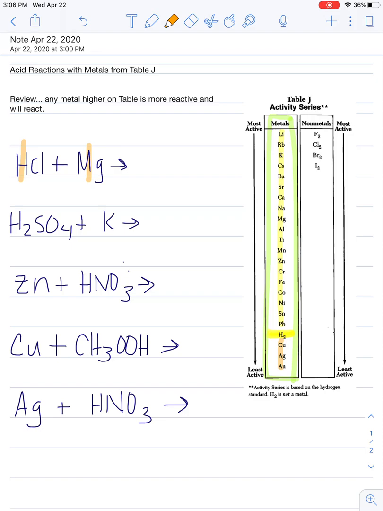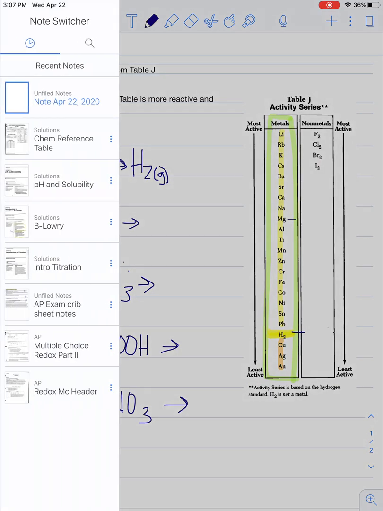Now because, again, if you find Mg on table J, it's right here, and it's higher than H2, this reaction will happen. You need to know a little bit more about that as well. Whenever an acid, regardless of the acid, reacts with a metal, it always produces hydrogen gas. Hydrogen gas is diatomic and it looks like this. And you might be like, well, there's not two on the other side, but that doesn't matter because we're going to balance it at the end.